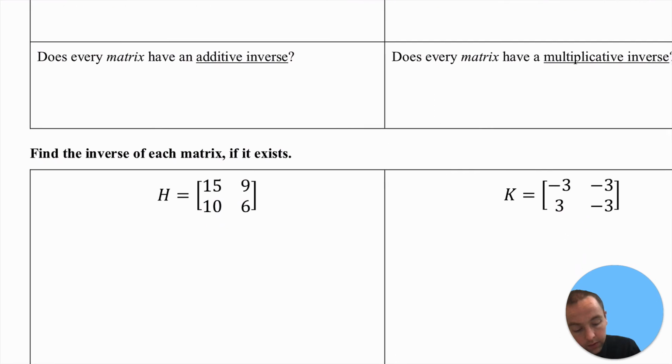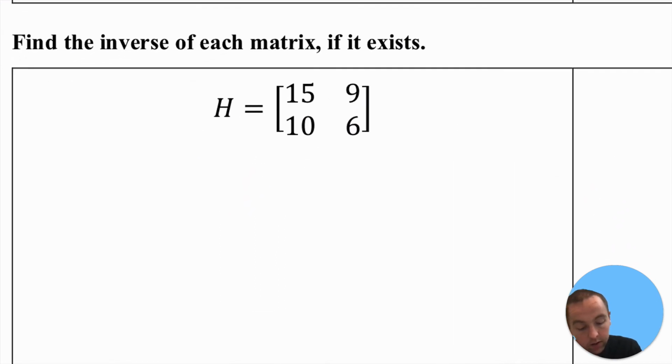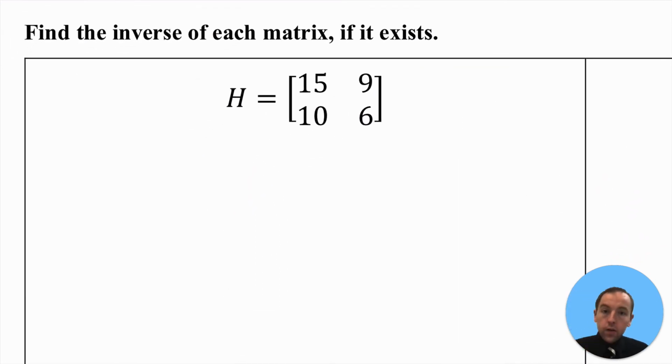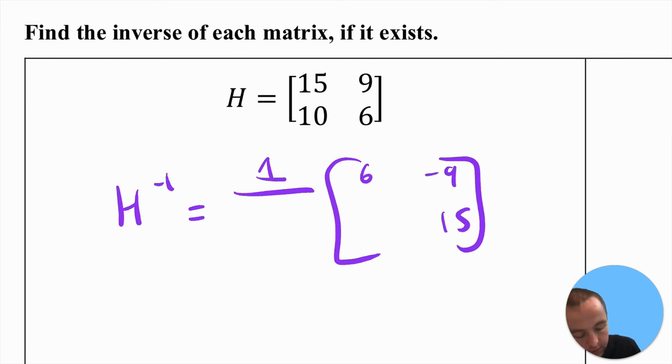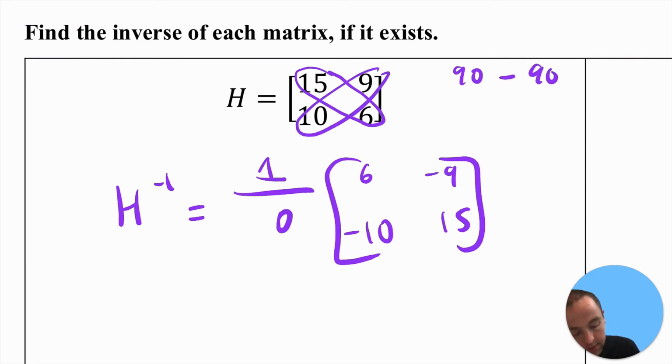I'm skipping a little bit of stuff that I'll come back to in a little bit. I want to exemplify that with this right here with matrix H. So it says to find the inverse of the matrix. In other words, find H inverse. So we'd have to do 1 over the determinant, and then we'll swap those, make those negative, but stay in the same spots. And then we need to find the determinant, so that would be 15 times 6 is 90, and 10 times 9 is 90, and 90 minus 90 is 0.